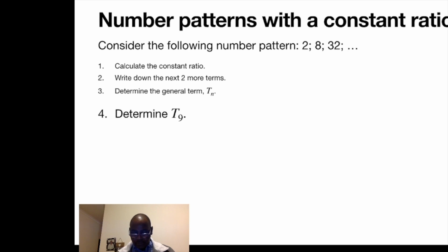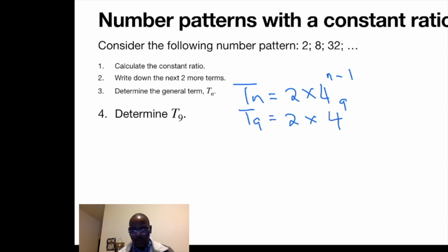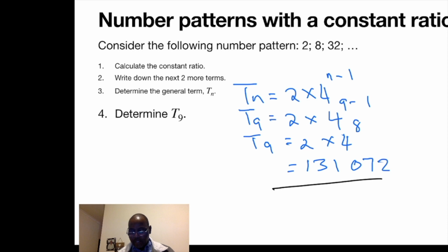We know Tn is equal to 2 multiplied by 4 to the power of n minus 1. You can find any other term, like T9. T9 means where there is n, we now put 9. So this will be 9 minus 1. And so T9 will be 2 multiplied by 4 to the power of 8. You can multiply using your calculator. 2 multiplied by 4 to the power of 8 will give us 131,072. So that is the 9th term of this number pattern.